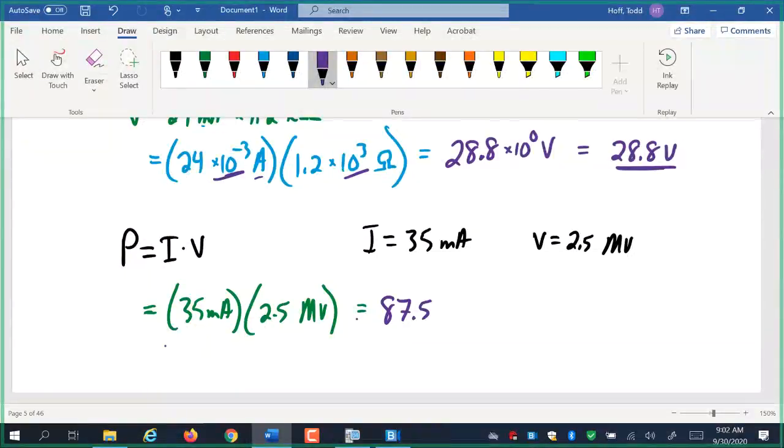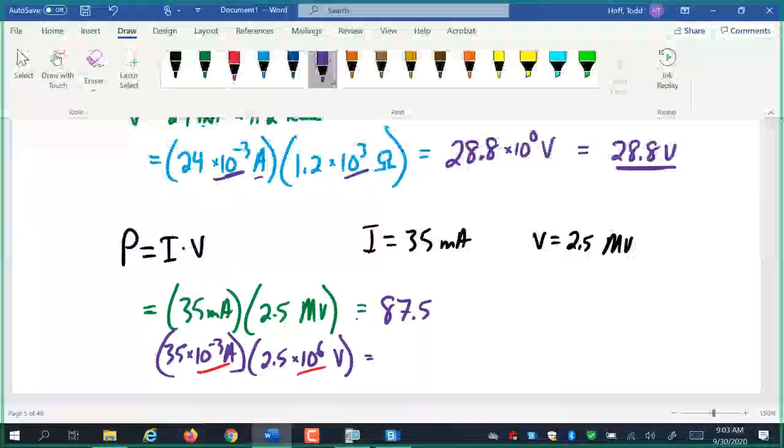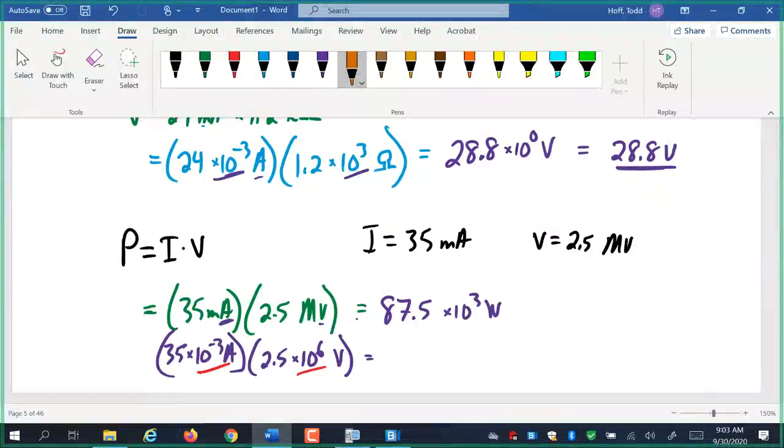For milli, remember this is 35 times 10 to the negative 3 amps. Mega, that's 2.5 times 10 to the 6th volts. So we have 10 to the negative 3 times 10 to the positive 6, which is 10 to the positive 3, 10 to the third. An amp times a volt is a watt. 10 to the third is kilo. This is 87.5, 10 to the positive 3 becomes kilowatts.